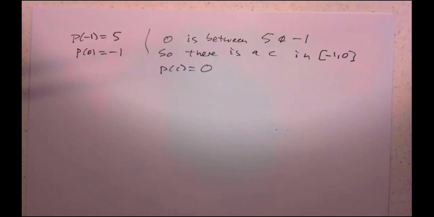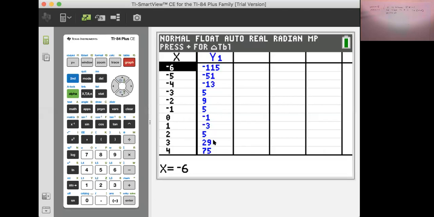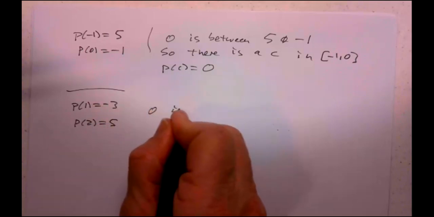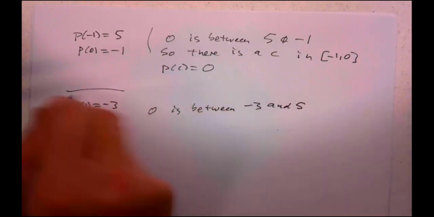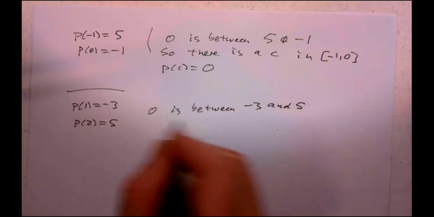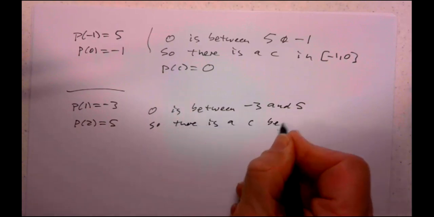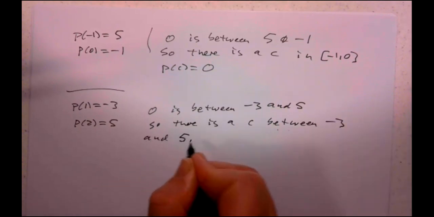And then where's the third one? You'll notice P of 1 is -3, P of 2 is 5. So with the sign change, P of 1 is -3 and P of 2 is 5. Choose a number between -3 and 5. Again, 0 is between -3 and 5. P is continuous because it's a polynomial. So there is a c between 1 and 2. We call it a 0, such that P of c equals 0.